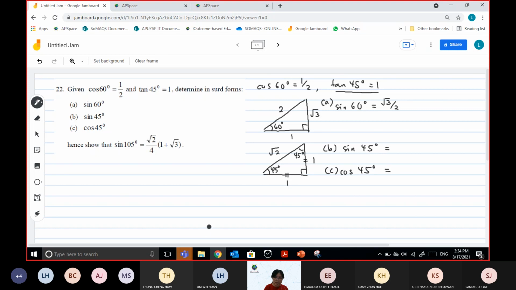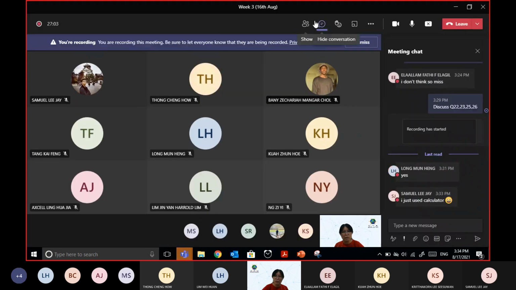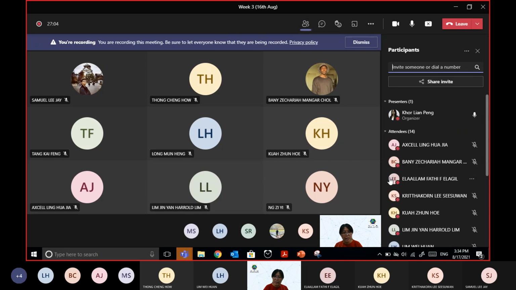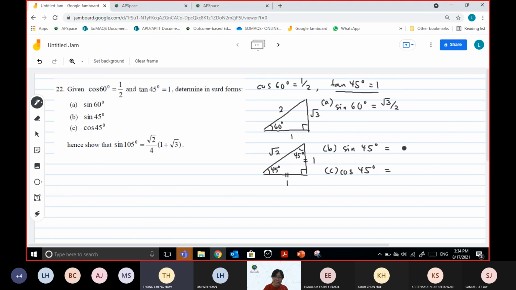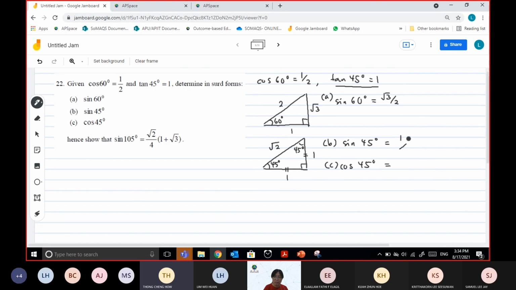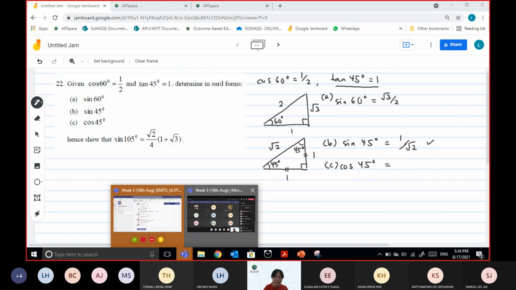Okay, can I have the students give me the answer? This time I want the students from the bottom. Okay, Cheng Hao. Yes, Miss. What is sine 45? Sine 45, 1 over square root 2. Okay, 1 over square root of 2. Yes, correct. Another student, Kai Feng, how about cos 45?